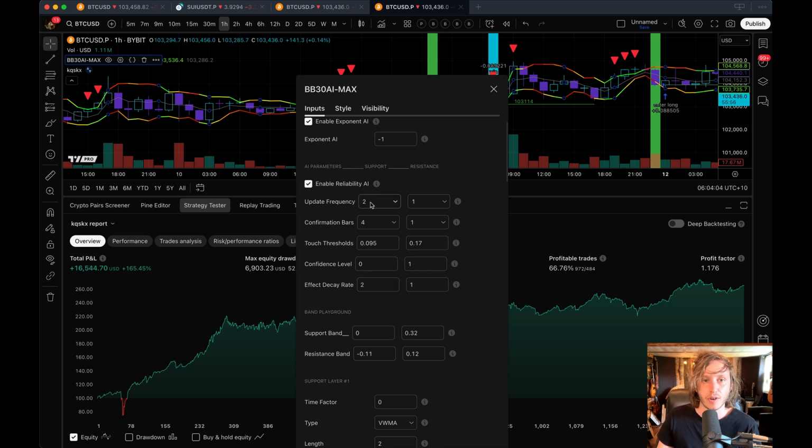Update frequency is how often the bands update and look at price interaction with the bands. I tend to keep it pretty low. I only let it go up to 5, because after that you're playing with not enough information, and you probably won't get great forward testing results. So we can change that.